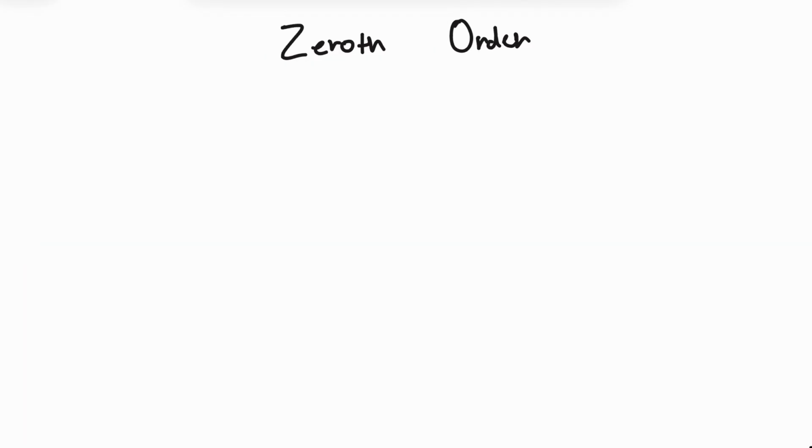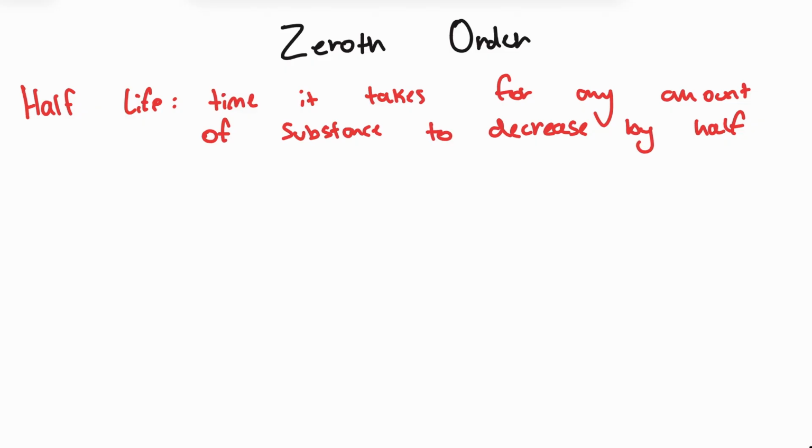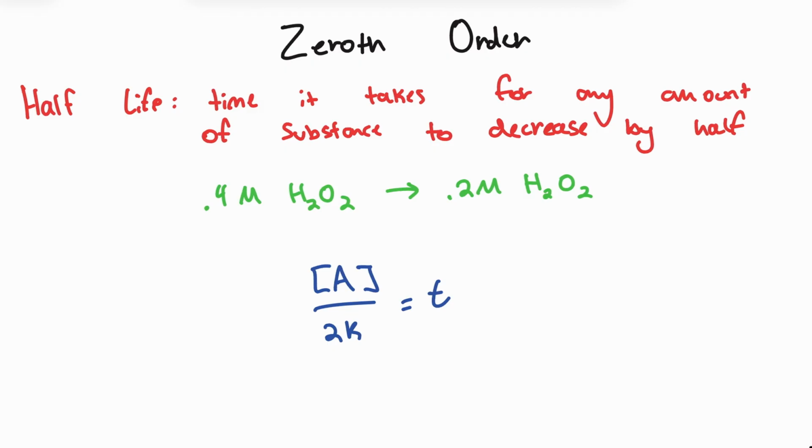The last thing you have to know for a 0th order reaction is how to find its half-life. The half-life of something is the time it takes for any amount of any substance to decrease by half. So for instance, the time it takes 0.4 molar H2O2 to reduce into 0.2 molar H2O2 would be its concentration half-life, because this value is decreasing by half. To find the half-life for a 0th order reaction, you take the starting concentration of your species, that's the concentration of A, and you divide it by twice the rate constant, so by 2k, and that will equal t1/2, which is how we signify half-life.